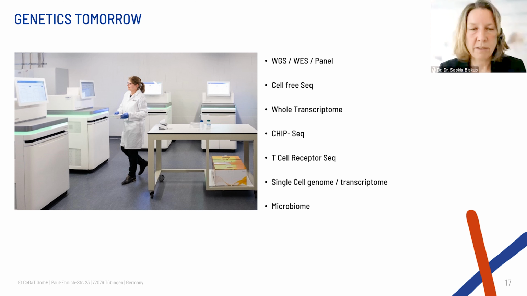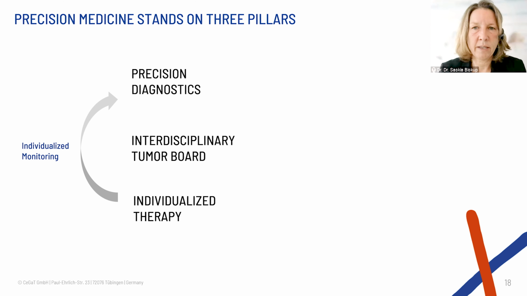We sequence cell-free material, like in the spinal fluid, the urine, ascites, every fluid you can bring to us that potentially contains tumor DNA, we can sequence. We sequence the whole transcriptome to understand what is driving on the transcriptome level, and all these other technologies, T-cell receptor sequencing and so on, that are to come, including the microbiome. So just coming back to where we are at the moment.